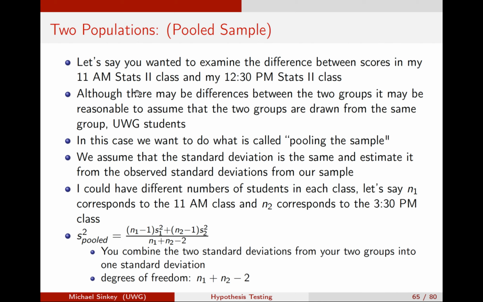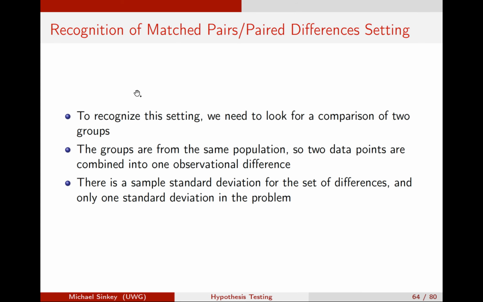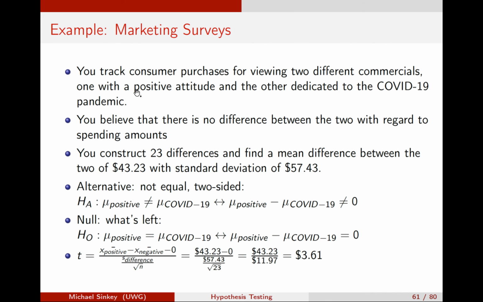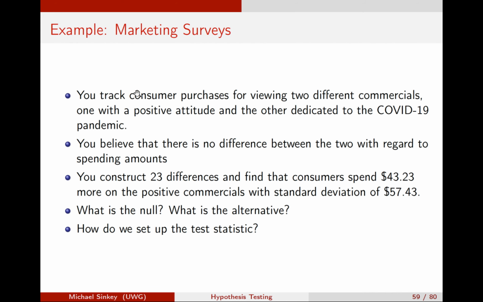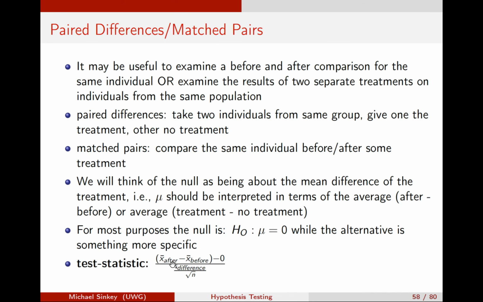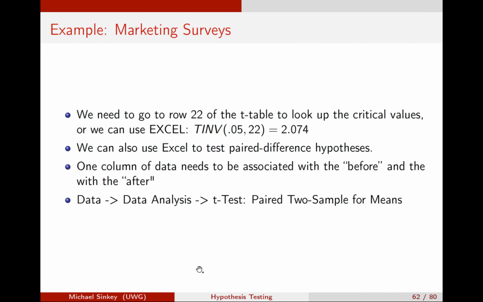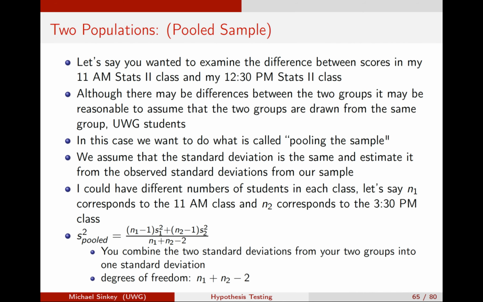Because these groups are so similar to each other, we can use some statistical techniques to pool the standard deviation. In the matched pairs, we combine the data points into one observation and we just have one standard deviation. But with pooled, we have two separate standard deviations, and we're going to take a weighted average of those standard deviations to construct one standard deviation. That's listed right here. It's called the standard deviation of the pooled test statistic. This is S squared, which is actually called the pooled variance.